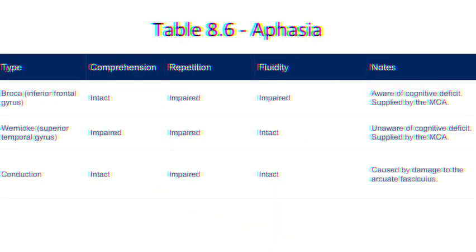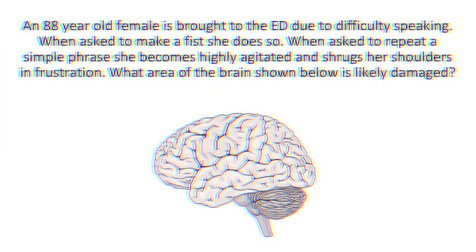From table 8.6, we can see that Wernicke aphasia results in impaired comprehension and impaired repetition with intact fluidity. Okay, let's do one more question. An 88-year-old female is brought to the emergency department due to difficulty speaking. When asked to make a fist, she does so. When asked to repeat a simple phrase, she becomes highly agitated and shrugs her shoulders in frustration. What area of the brain shown below is likely damaged?